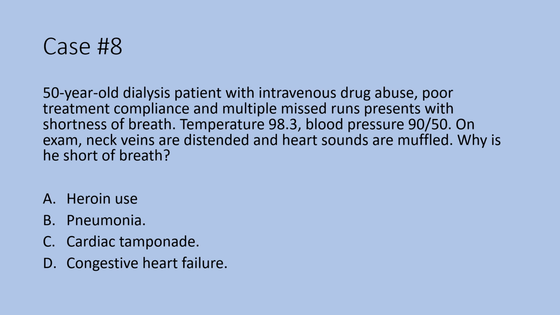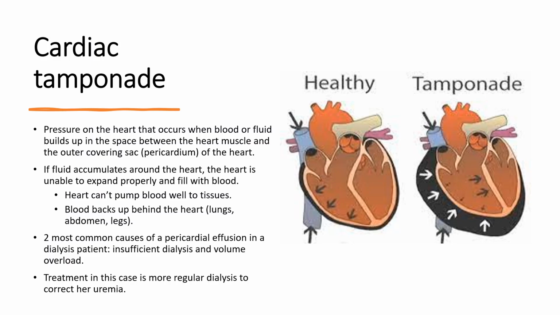And the answer in this case is cardiac tamponade. Fantastic. Cardiac tamponade is pressure on the heart that occurs when blood or fluid builds up in the space between the heart muscle and the outer covering sac, or the pericardium, of the heart. If fluid accumulates, the heart is unable to expand properly and fill with blood. The heart, therefore, can't pump enough blood through the arterial system, which leads to low blood pressure.